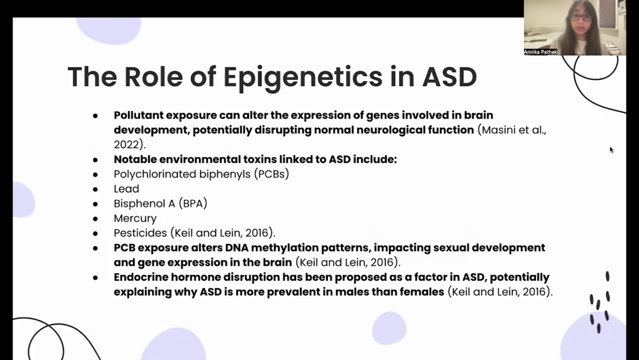Pollutant exposure can alter the expression of genes involved in brain development, potentially disrupting normal neurological function. Notable environmental toxins linked to ASD include PCBs, lead, bisphenol A, mercury, and pesticides. PCB exposure alters DNA methylation patterns, impacting sexual development and gene expression in the brain. Endocrine hormone disruption has been proposed as a factor in ASD, potentially explaining why ASD is more prevalent in males than females.